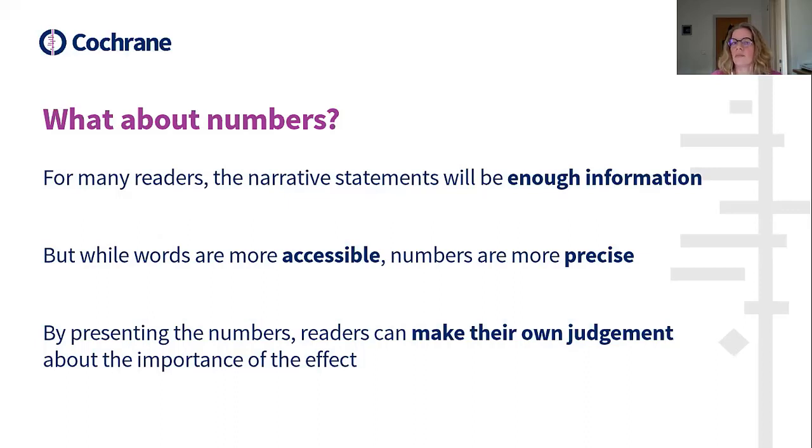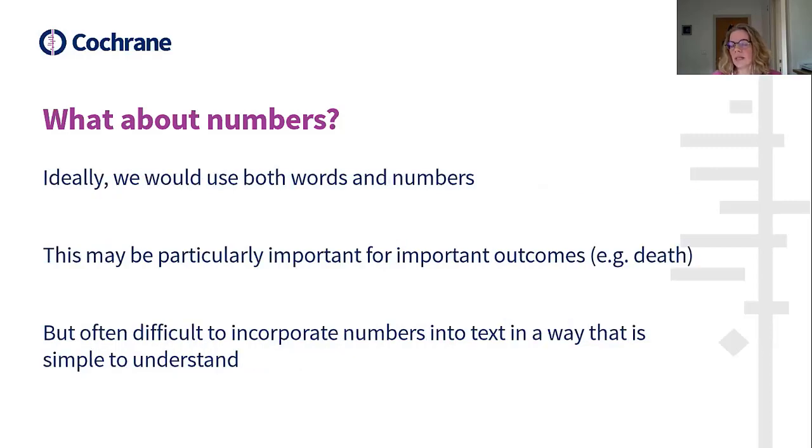But while words are more accessible, numbers are certainly more precise. And by presenting the numbers, it allows readers to make their own judgments about whether that effect is important to them or not. So ideally, we'd like to use both words and numbers, and that's quite important for particularly important outcomes. So for instance, if one of the outcomes we just looked at was death, then numbers would be incredibly useful and informative. So I'd say the more important the outcome, the more important it is for people to see the numbers so they can make their own judgments about the result.